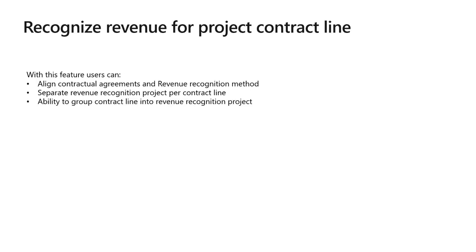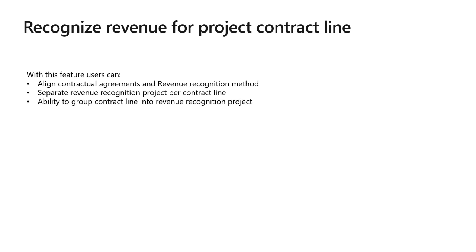With recognized revenue for project contract line feature, business users will be able to model contractual agreements where revenue for portions of the project work needs to be recognized using different methods. For example, when one portion of the project uses the percentage completion revenue recognition method and another can use straight line revenue recognition. This feature will be available for customers using resource-based scenarios.